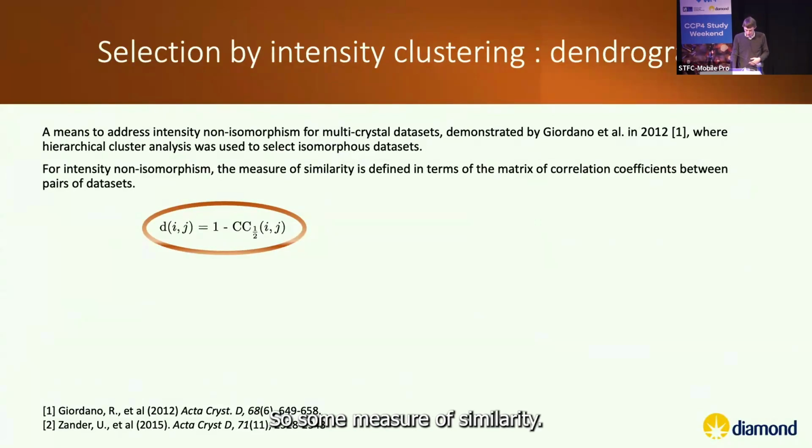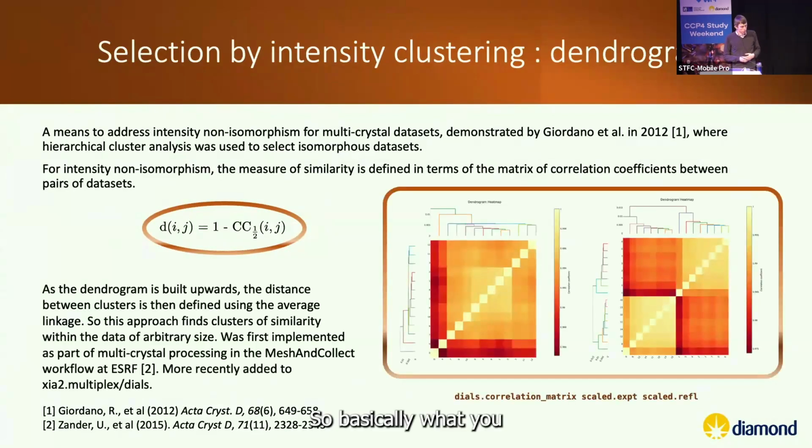That's our measure of similarity. So basically what you do is you calculate a matrix of correlation coefficients between all pairs of data sets, and then you build up the dendrogram in that way. This was first implemented in the Mesh and Collect workflow at ESRF. We've more recently added these features into Dials and xia2.